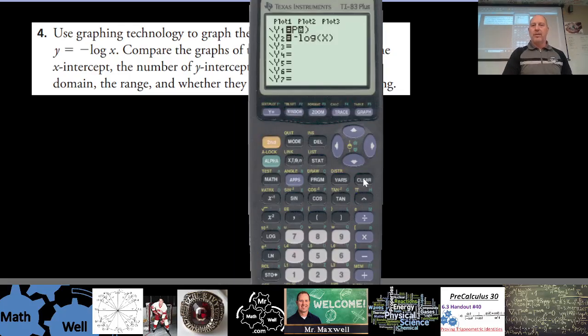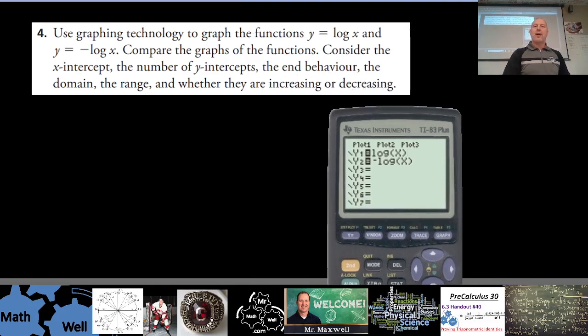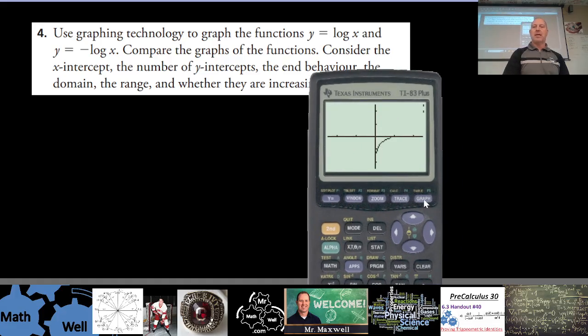Okay, so we've got the log, so here's your log button, log x, and negative log x. That's what this question is asking about. So use graphing technology to graph these 2 functions. Compare the graphs, consider the x-intercept, the number of y-intercepts, the end behavior, the domain, range, and whether they're increasing or decreasing. So there's going to be a lot of similarities here. So let's just take a look at them. Okay, I will screenshot this and we'll blow it up a little bit.